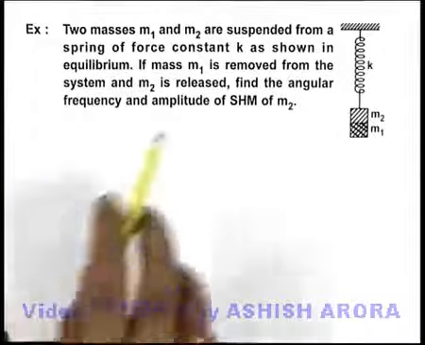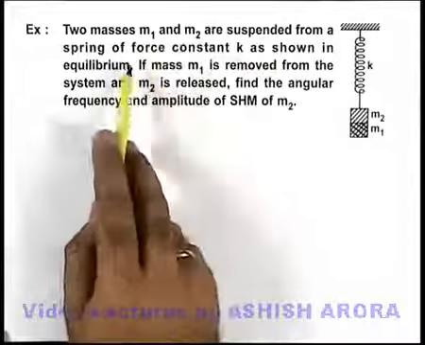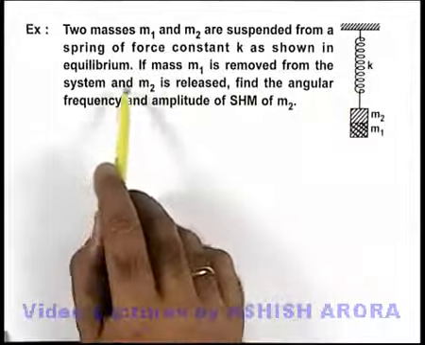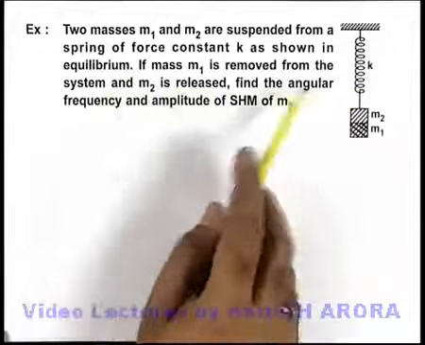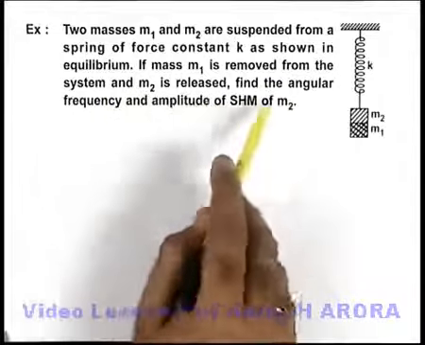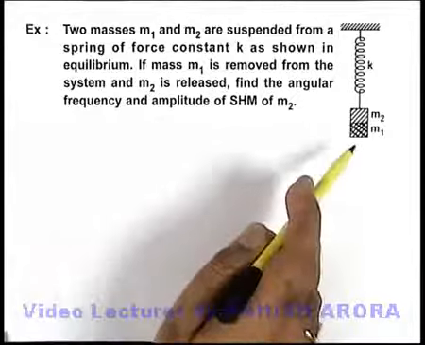In this example, we are given two masses M1 and M2 suspended from a spring of force constant K, as shown, in equilibrium. Here, if mass M1 is removed from the system and M2 is released, we are required to find the angular frequency and amplitude of SHM of M2.